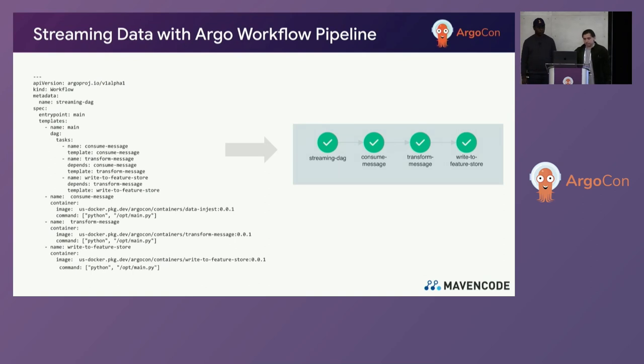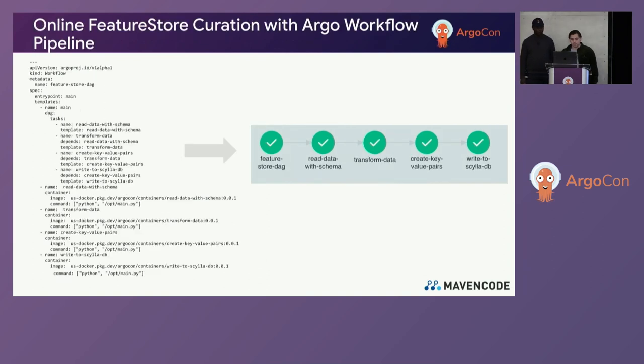Same example, but in a streaming situation, we consume a message from Kafka, we transform the message, and then we write to a feature store. And here's the feature store creation where we read data, and we transform it, create the key value pairs, and then write this to Scylla.